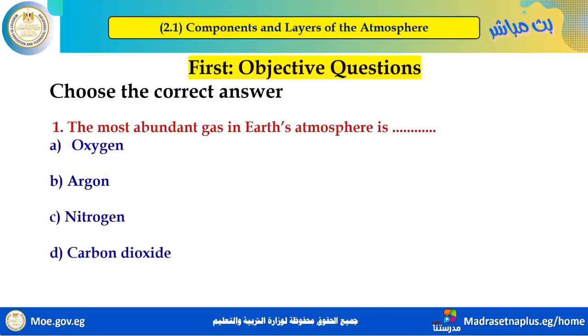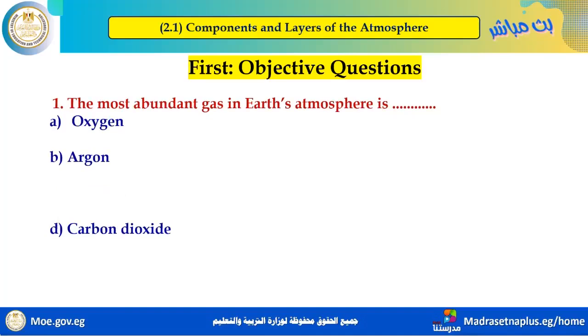I hope you enjoyed this lesson. You will check a few questions. First, choose the correct answer. The most abundant gas in Earth's atmosphere is oxygen, argon, nitrogen, or carbon dioxide. The answer, yes, is nitrogen gas.